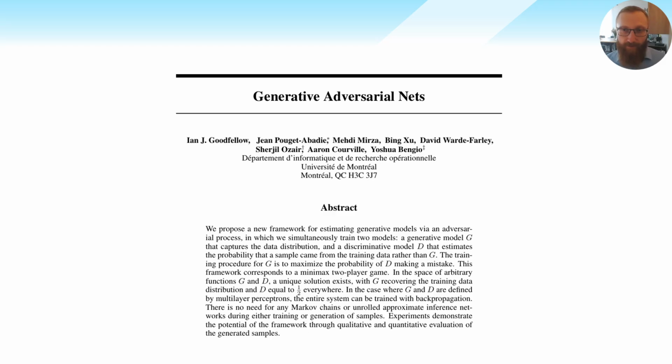To understand GANs, this sentence from the abstract is key. A generative model captures the data distribution, and a discriminative model estimates the probability that a sample came from the training data rather than the generative model. Let's see how that plays out.